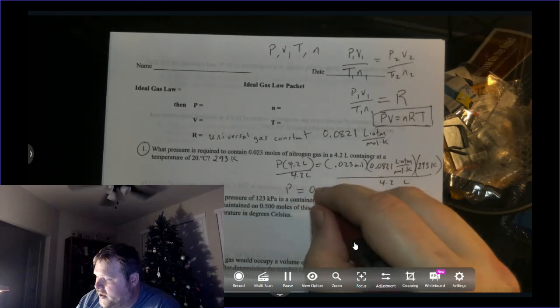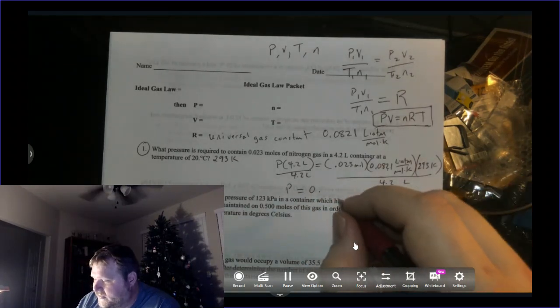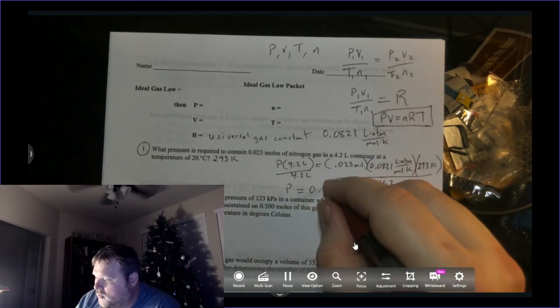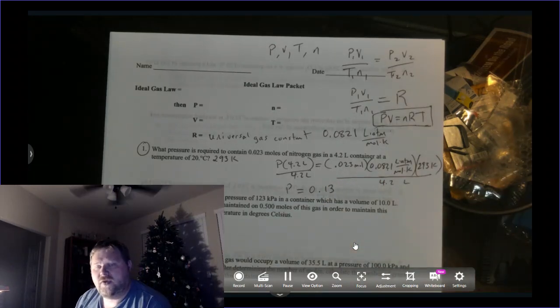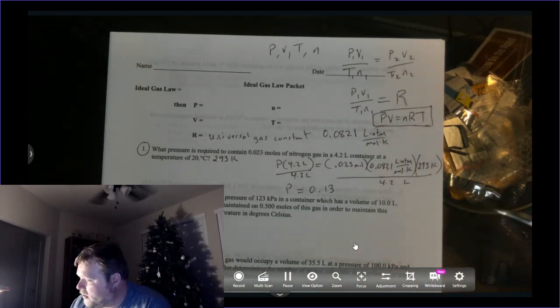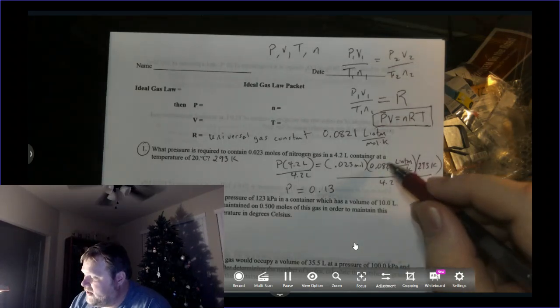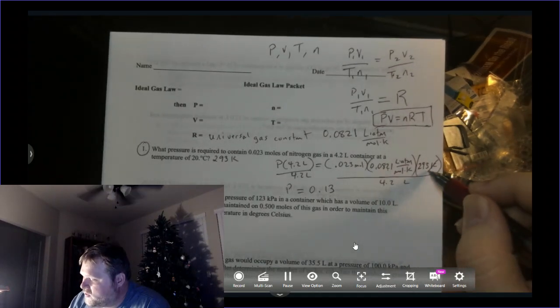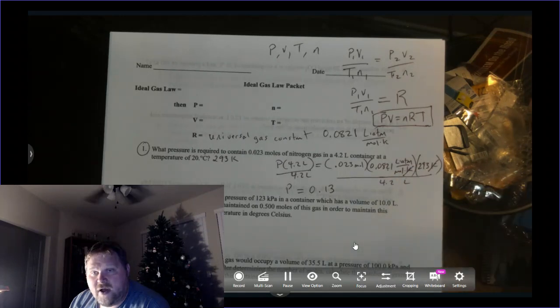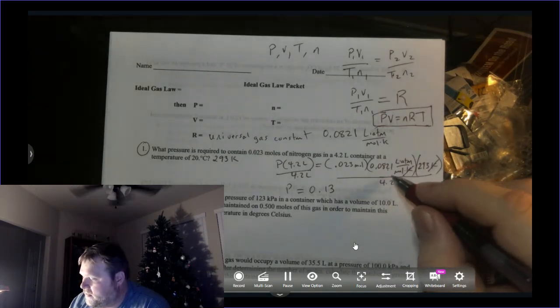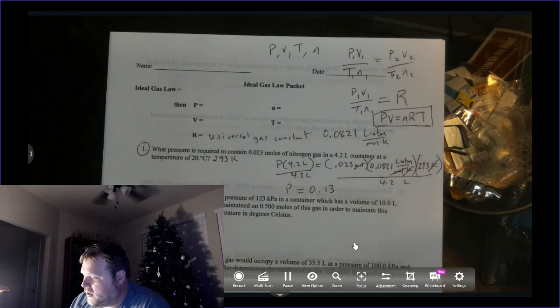Alright, so I get the pressure, and I'll round to 2 sig figs here: 0.13. What about the unit? Let's take a look at our algebra here. From this gigantic expression, I can see the kelvins will cancel from my R value. Same thing with the moles, so they'll go away.